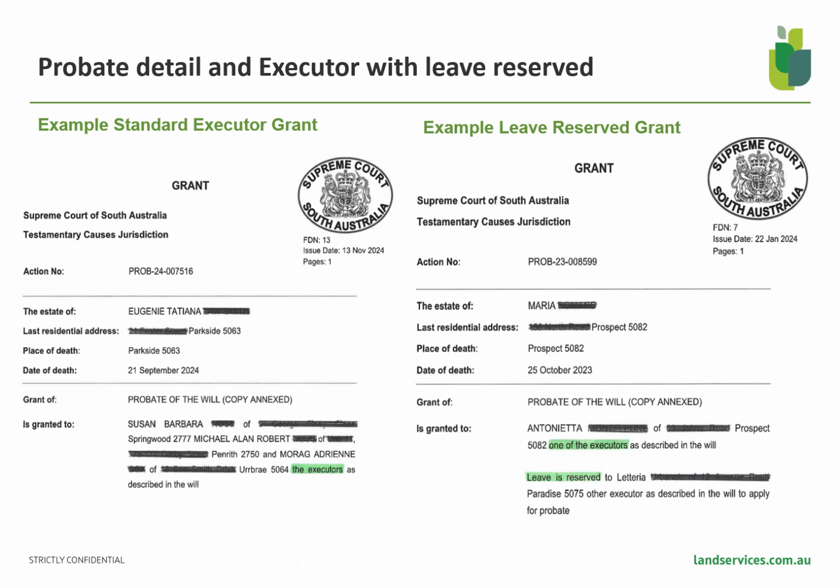The first example is a standard grant of probate where it has been granted to one or more executors. The capacity selected should be executor. The second example describes an executor with leave reserved, allowing for another executor to apply for probate at a later date. The capacity selected should be executor with leave reserved.